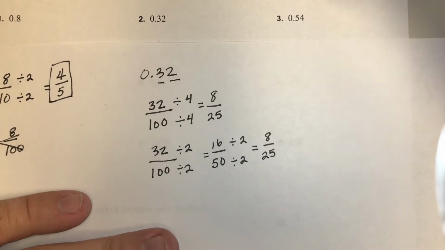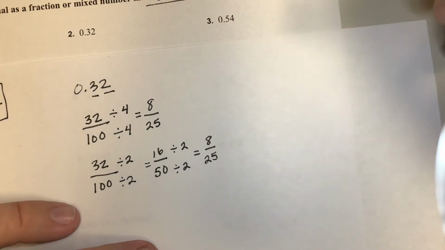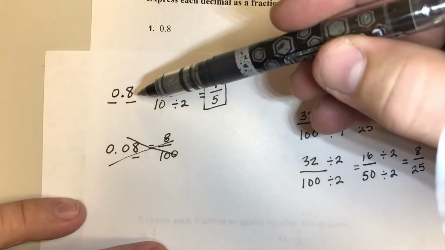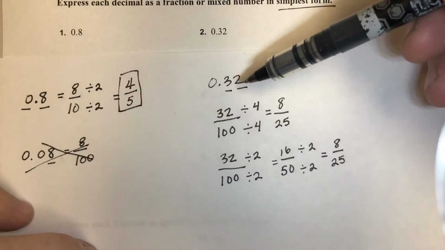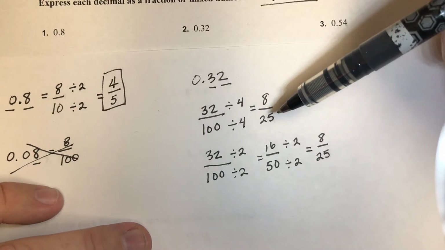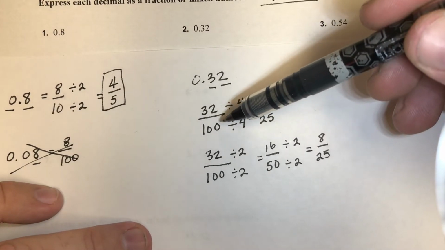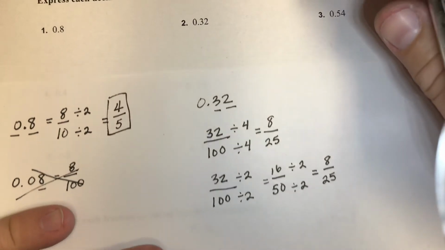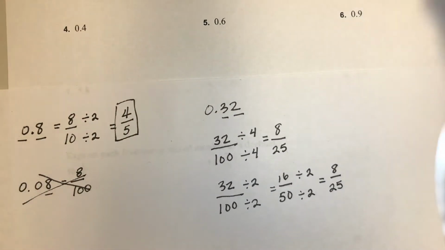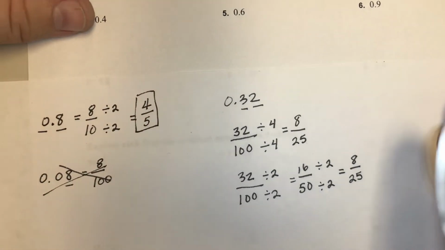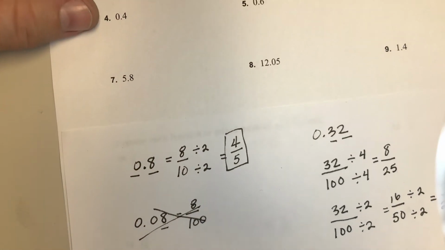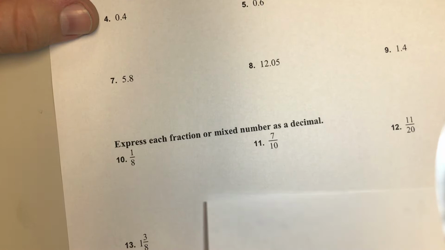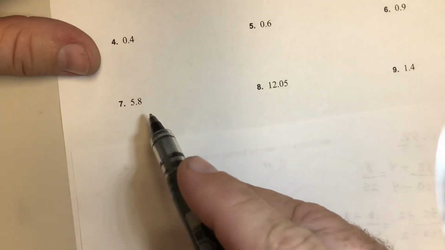So all of these work the same. If it's in the tenths place, the denominator is a 10. If it's in the hundredths place, the denominator is 100. If it goes to the thousands place, which none of these examples do, the denominator is obviously 1,000. When you have some that have whole numbers with them, we're going to look at a couple examples here. 7, 8, and 9 all have whole numbers.